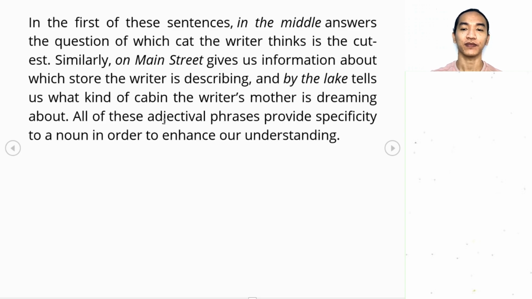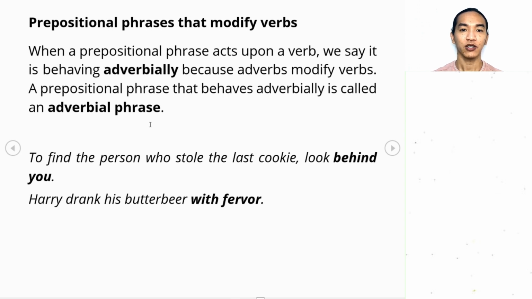All right, next one. Prepositional phrases that modify verbs. When a prepositional phrase acts upon a verb, describing the verb, it is acting as an adverbial phrase, or it's behaving adverbially. All right. So look at the example: to find the person who stole the last cookie, look behind you. So what is your verb here?